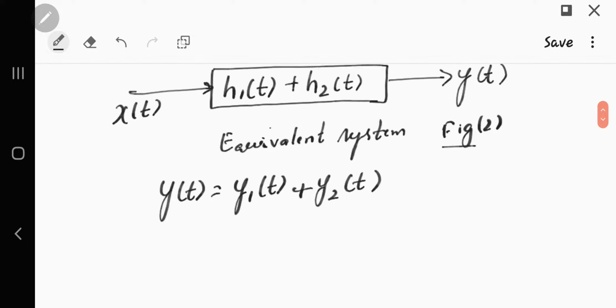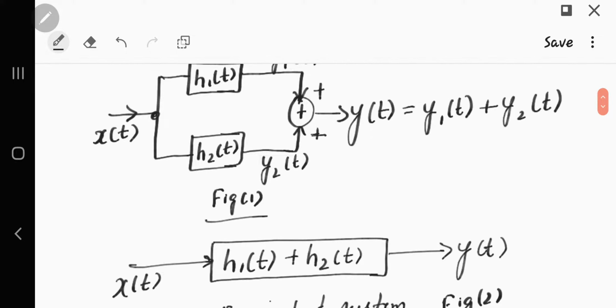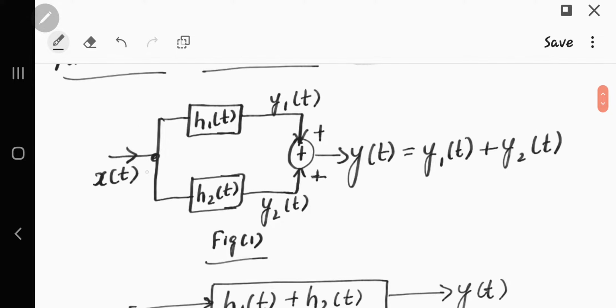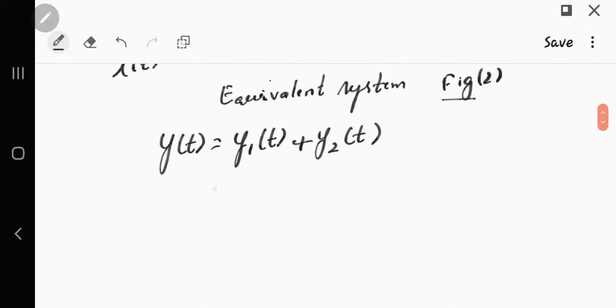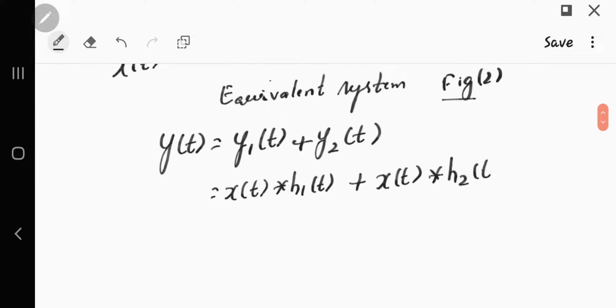Okay. So for this, the input is the same. Now here y1 of t is what? x of t convolved with h1 of t, and y2 of t is x of t convolved with h2 of t. From the figure we can write it like this. So this is the convolution of x of t with h1 of t plus x of t convolved with h2 of t.